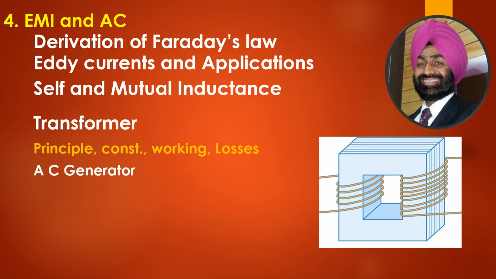Further, you must learn the diagram as well as principle, construction, working of AC generator. Now let us come to alternating currents. First of all, you must learn what is the behavior of pure inductor, pure capacitor, and pure resistance in AC. Their variations in resistance and reactance with frequency. What is the phase difference between current and voltage?